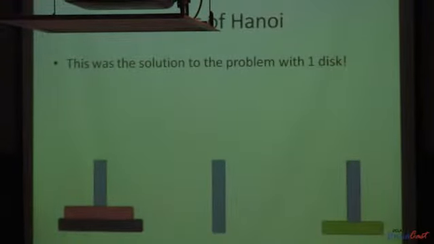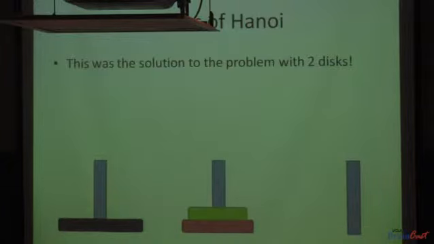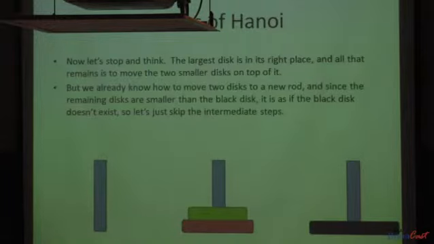Okay, so when I moved the green over there, that was actually a solution to the problem with one disk. Now when I move the red and the green in place like that, that's actually the solution to the problem with two disks, just with a different column. Then when I move the black one over, now we stop and think.